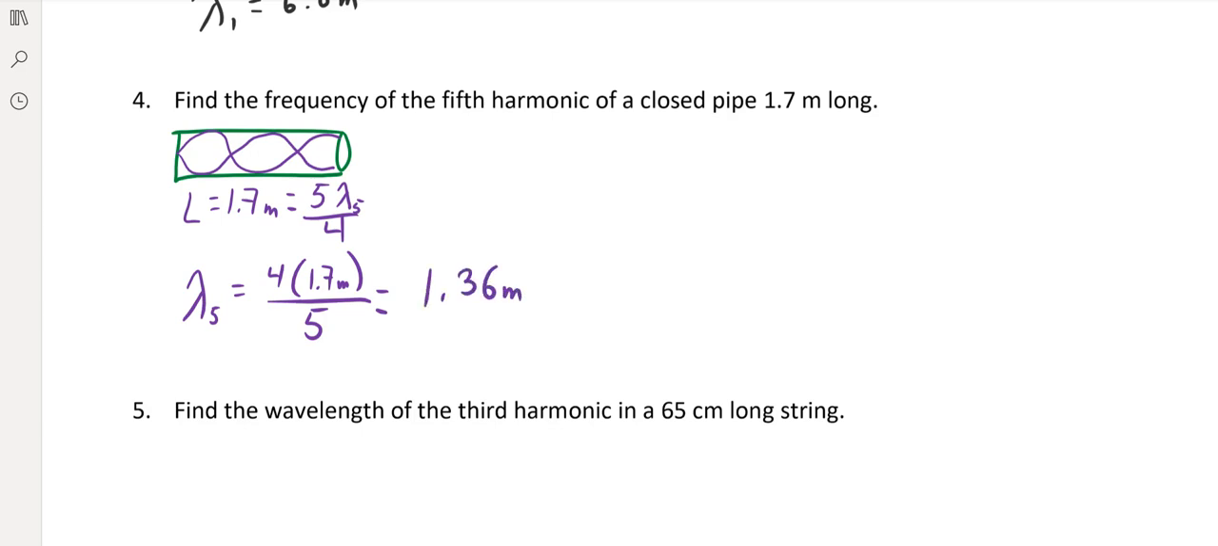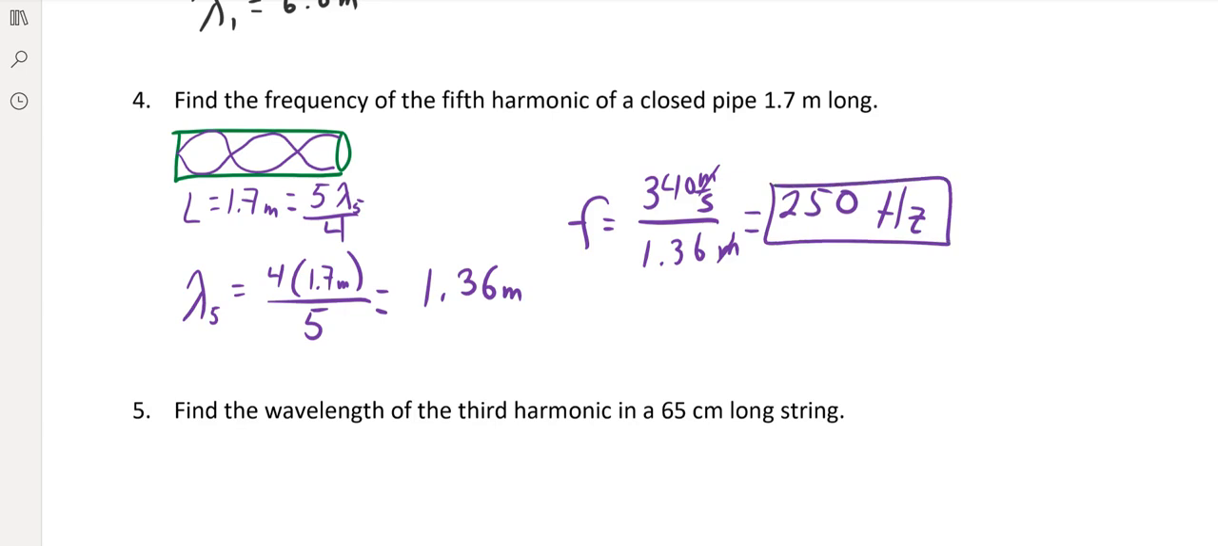1.36 meters. Of course, to find the frequency, it is, once again, 340 meters per second divided by 1.36 meters. The meters cancel. You end up with reciprocal seconds, which is hertz. And that comes out to be 250 hertz.